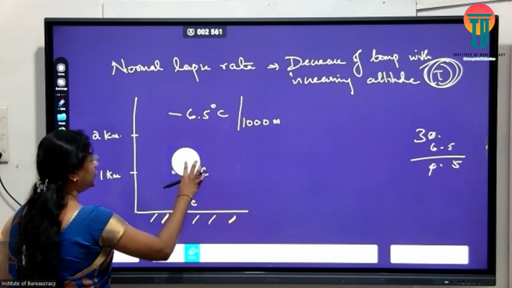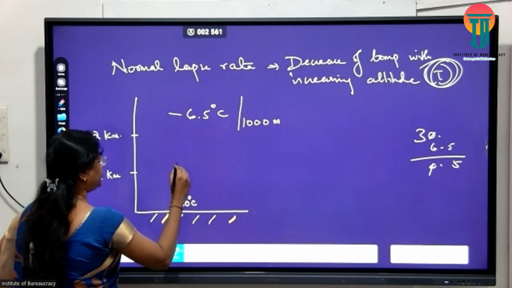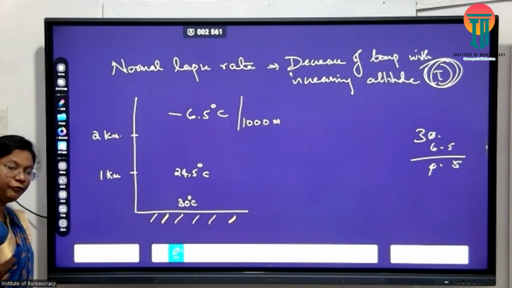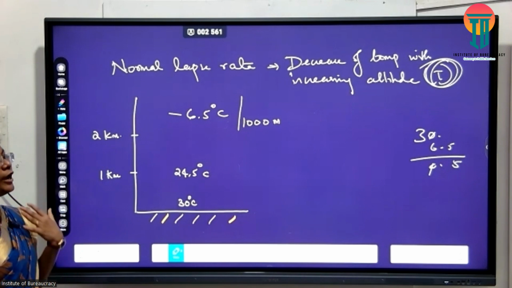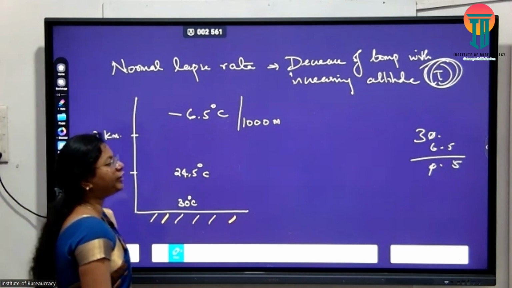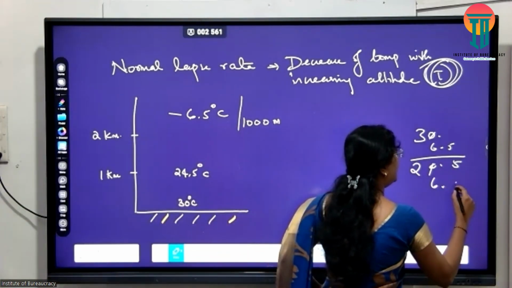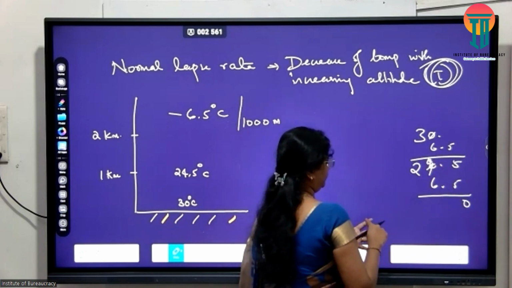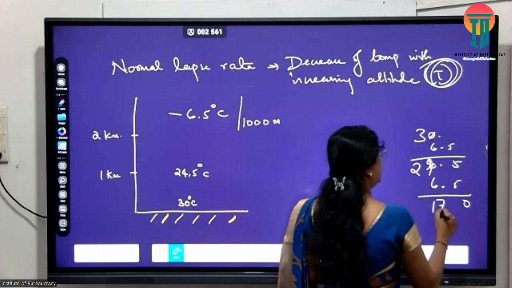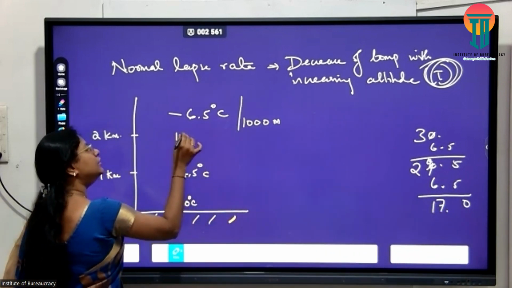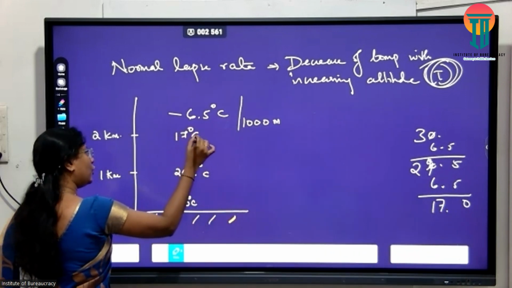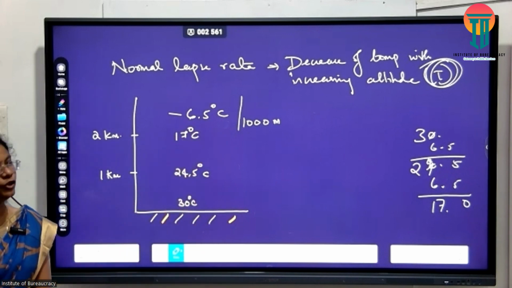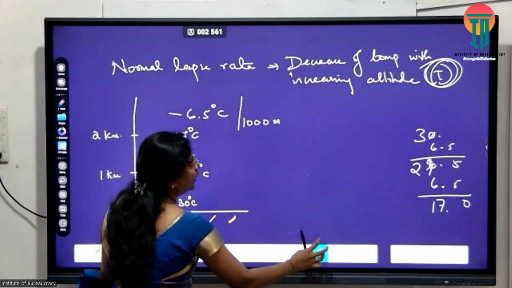And what about 2 kilometers? Going another 1000 meters up, again subtract 6.5 from 24.5, which gives 18 degrees Celsius. This is how my temperature keeps decreasing with the increasing altitude. This is the normal lapse rate.